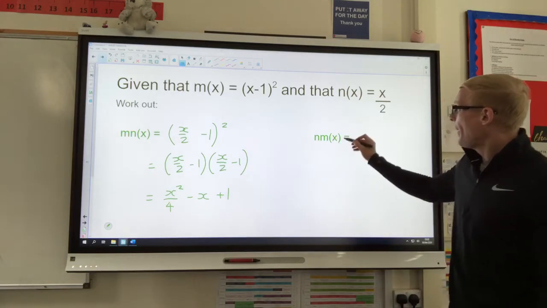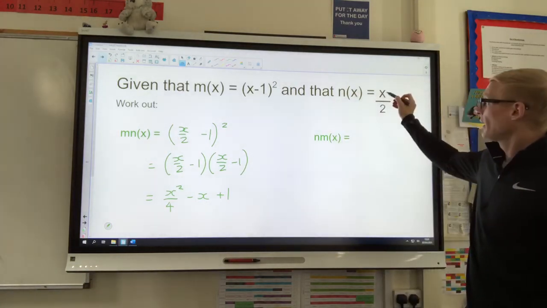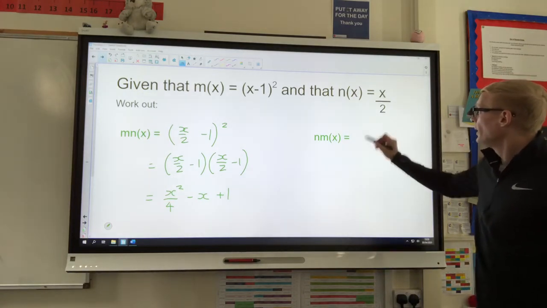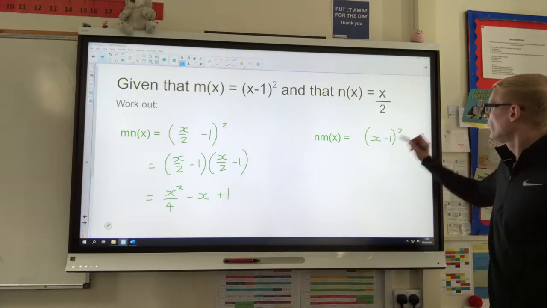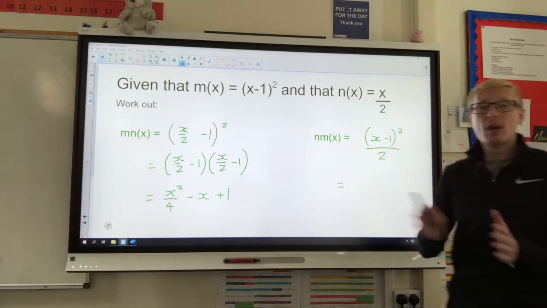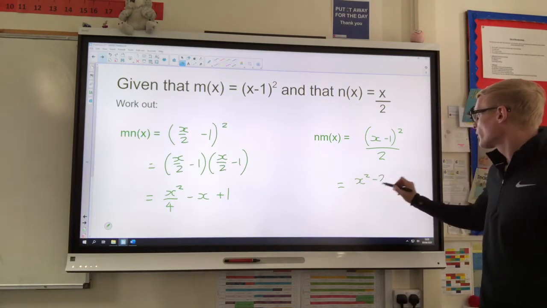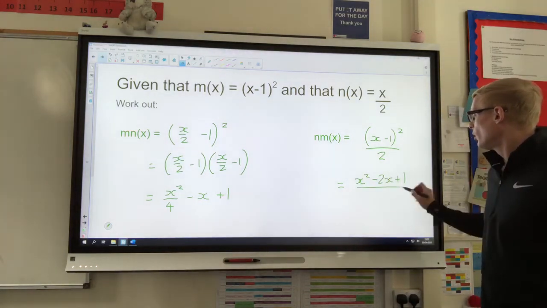With this one, I'm putting m into n. So I'm putting this into where I see x here. So that's going to be x minus 1 squared over 2. Now again, you would write that as 2 separate brackets, you would expand it properly, and you would end up with x squared minus 2x plus 1 all over 2, like that.